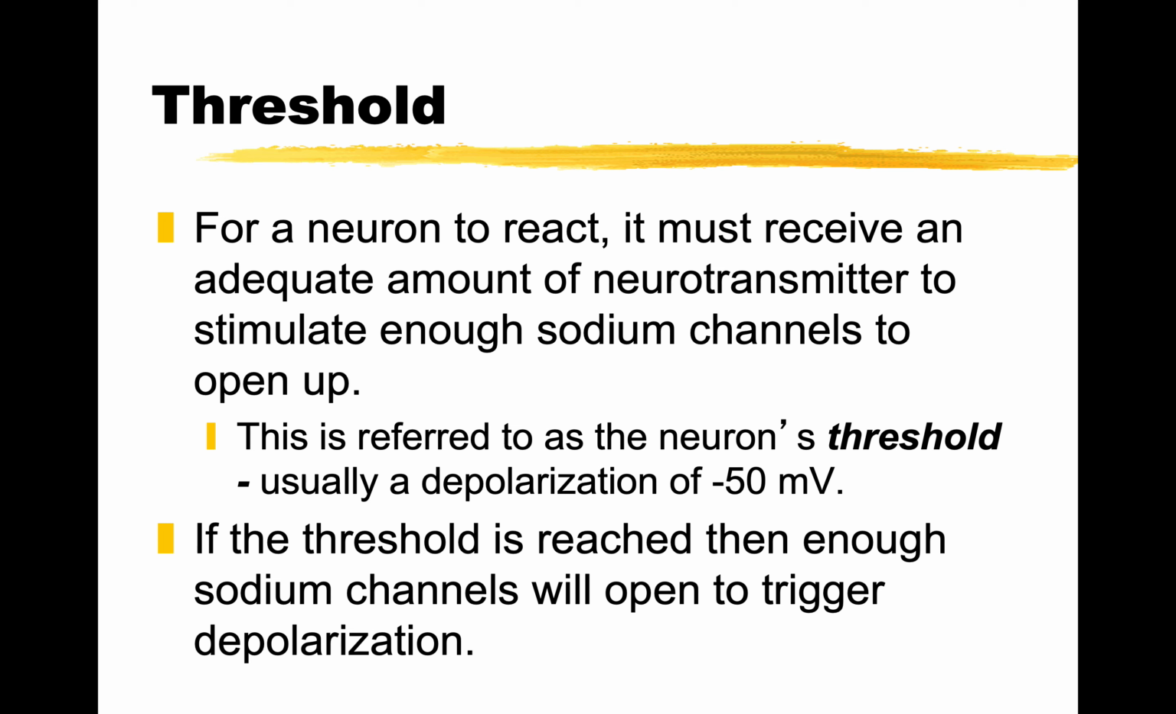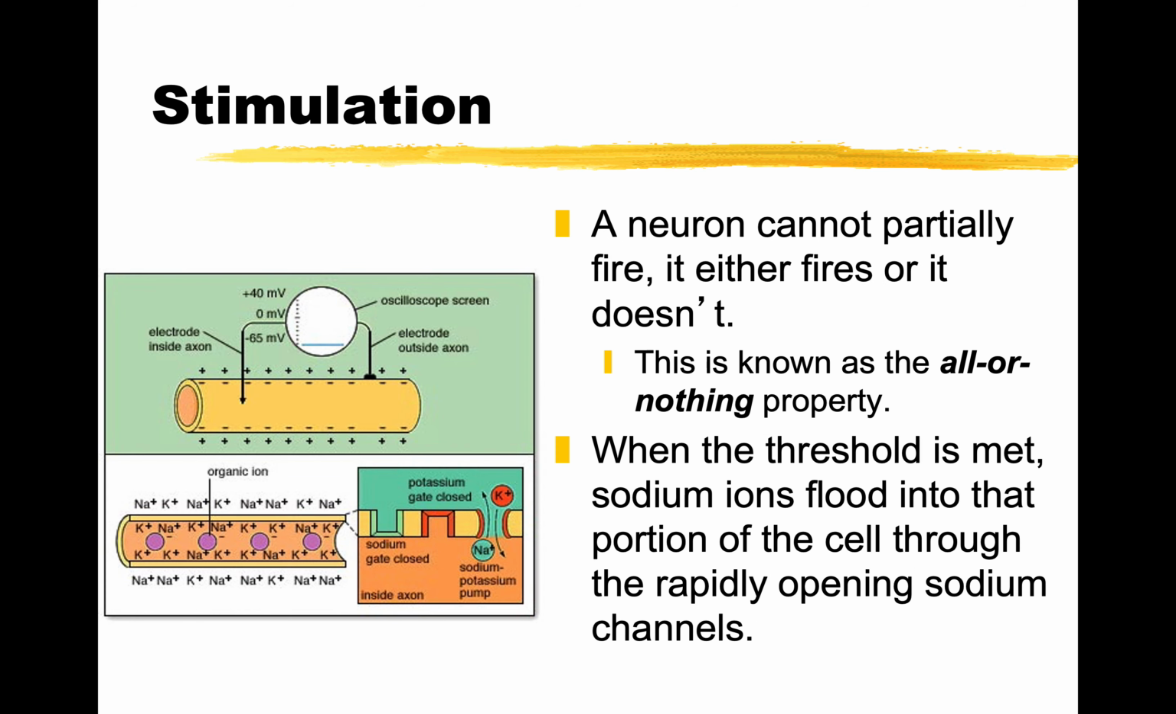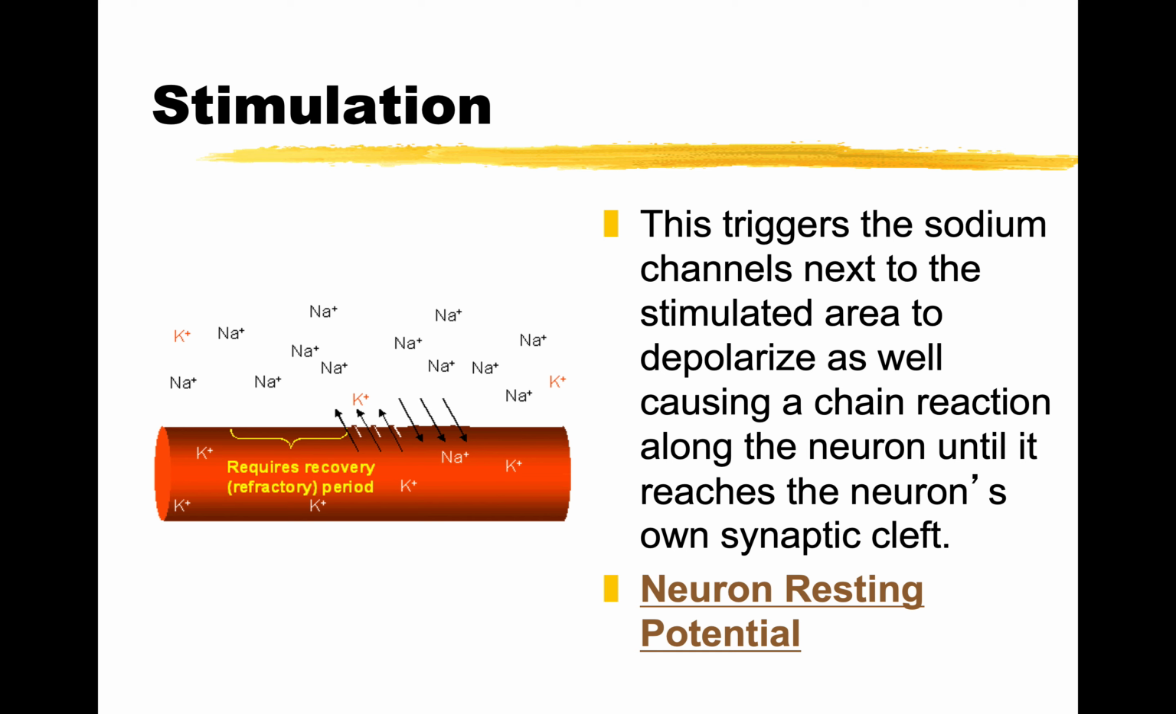If the threshold is reached, then enough sodium channels will open to trigger the depolarization. A neuron cannot partially fire, it either fires or it doesn't, and this is known as the all or nothing principle. When the threshold is met, sodium ions flood into that portion of the cell through the rapidly opening sodium channels. This triggers the sodium channels next to the stimulated area to depolarize as well, causing a chain reaction along the neuron until it reaches the neuron's open synaptic cleft.